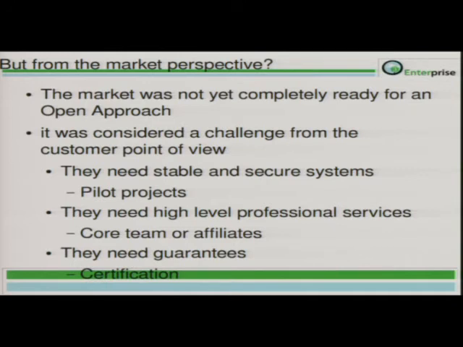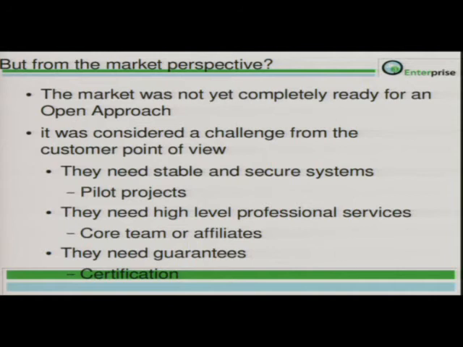The market needs professional services, and usually behind an open source project, it's difficult to find a very strong team that offers you professional services. So you have to create this core team, and you need to have affiliates, other companies in different countries that can offer the same services all over the world. And the market needs guarantees. Because it's a critical environment, usually the software is very critical. You can make direct diagnoses using the software.